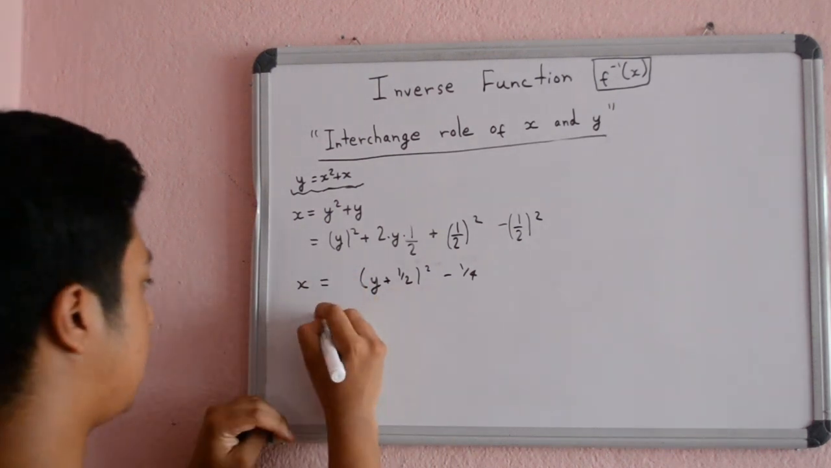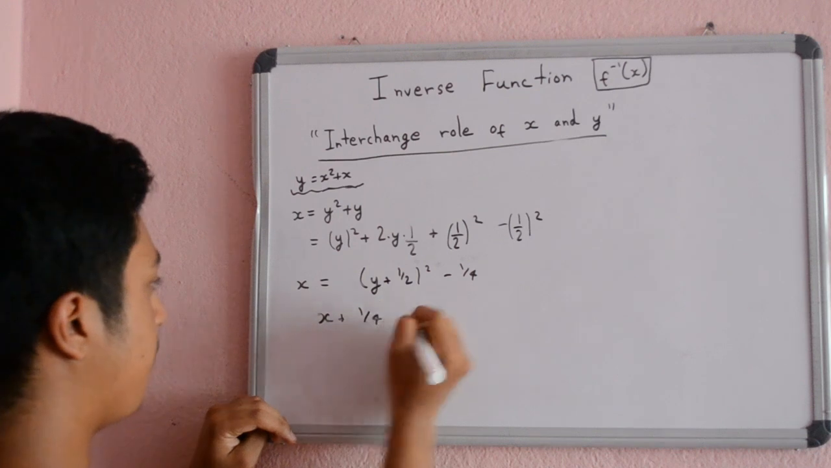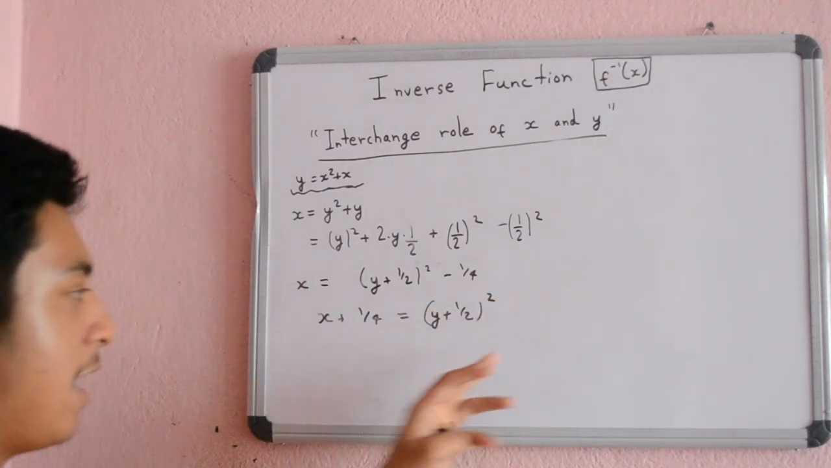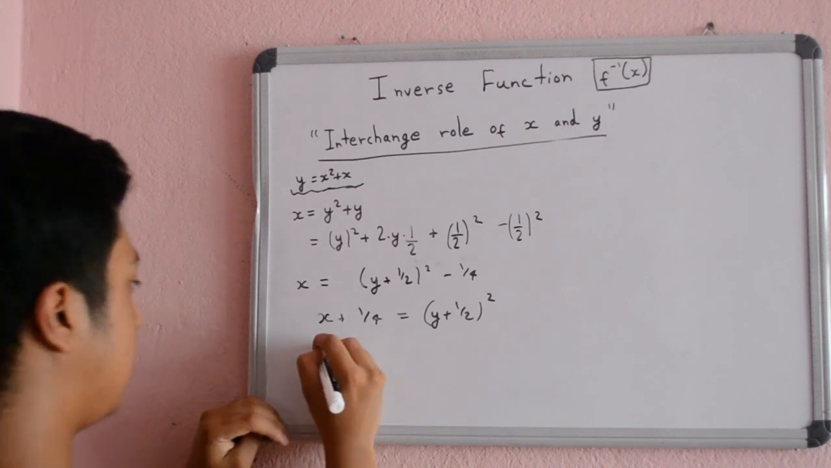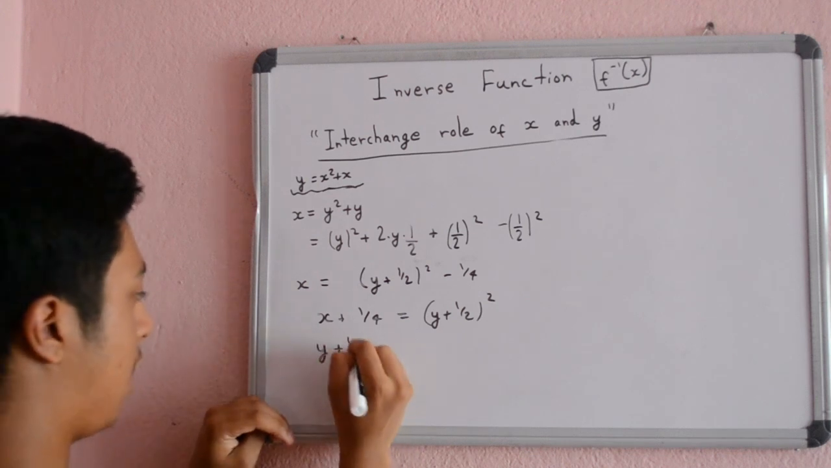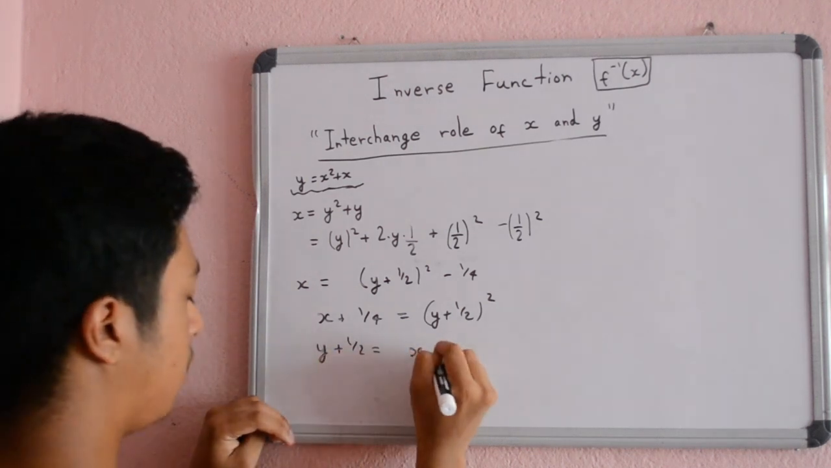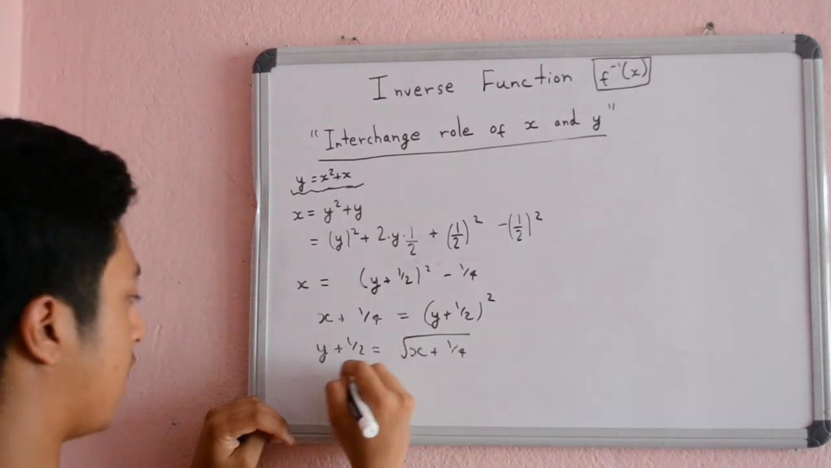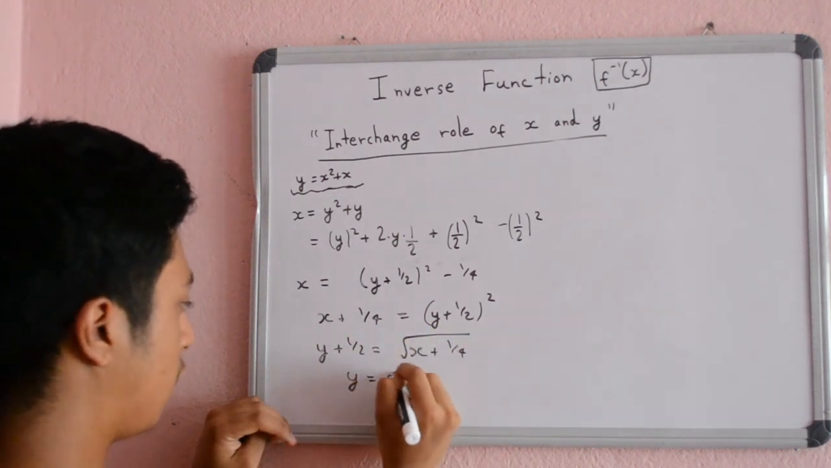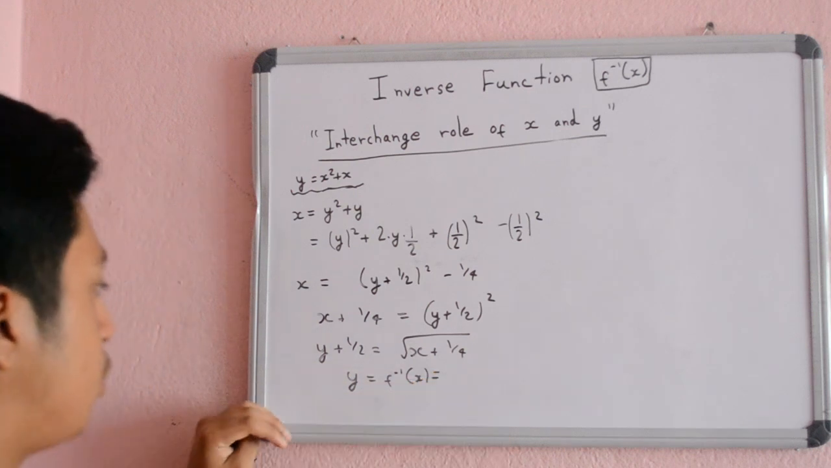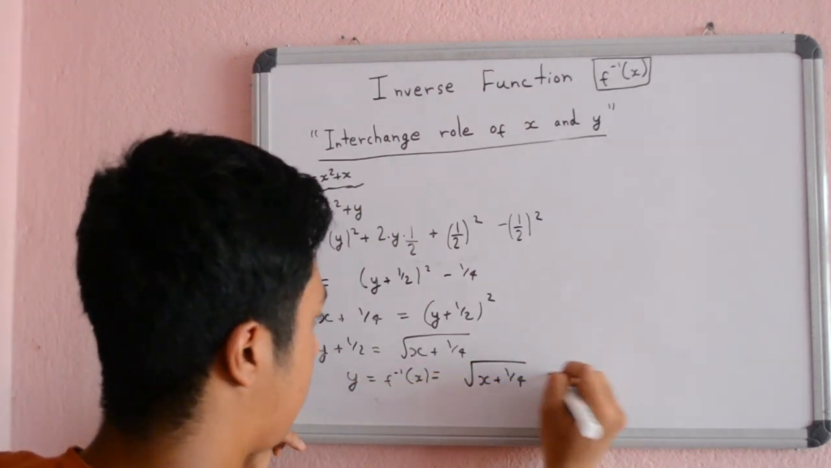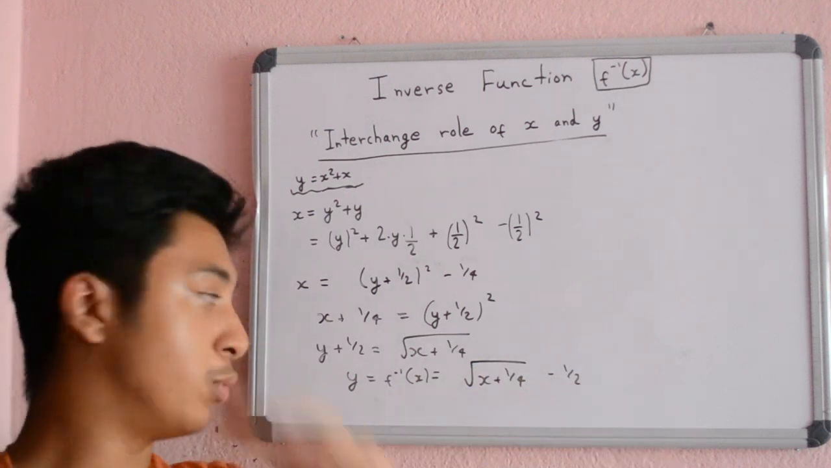Just add that to that side, you'll have this, so y plus 1/2 whole square. And now you can just square root both sides, so you'll have y plus 1/2 equals root of x plus 1 by 4. And finally you'll get y, which is our inverse function, equals root of x plus 1 by 4 minus 1/2. Now let me just quickly check.